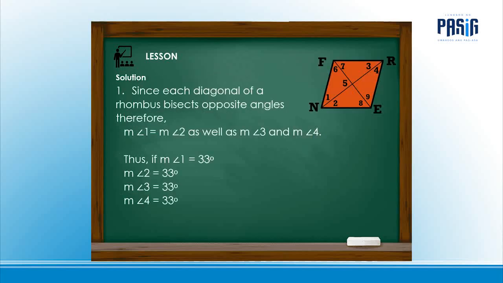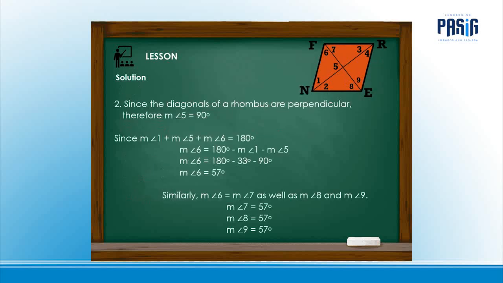Since each diagonal of a rhombus bisects opposite angles, therefore, measure of angle 1 is equal to the measure of angle 2, as well as the measure of angle 3 and the measure of angle 4. Thus, if the measure of angle 1 is equal to 33 degrees, then measure of angle 2 and measure of angle 3 and measure of angle 4 is also equivalent to 33 degrees. Now, let us find the measure of the remaining numbered angles.